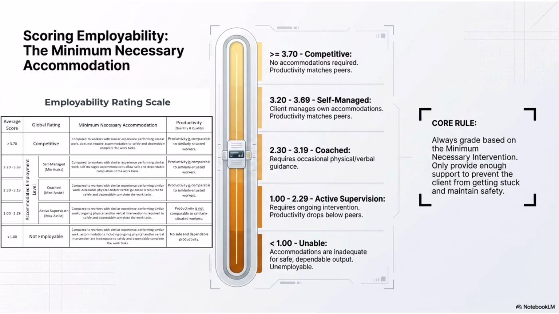2.30 to 3.19 is coached, where they require occasional physical or verbal guidance. 1.00 to 2.29 is active supervision, meaning they require ongoing intervention and their productivity drops below peers. Anything below 1.00 is unable, meaning they are currently unemployable in this capacity.